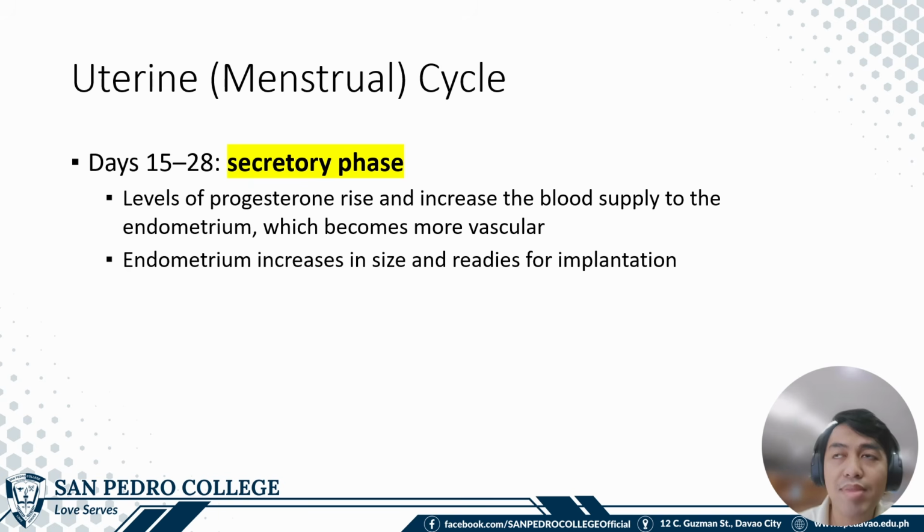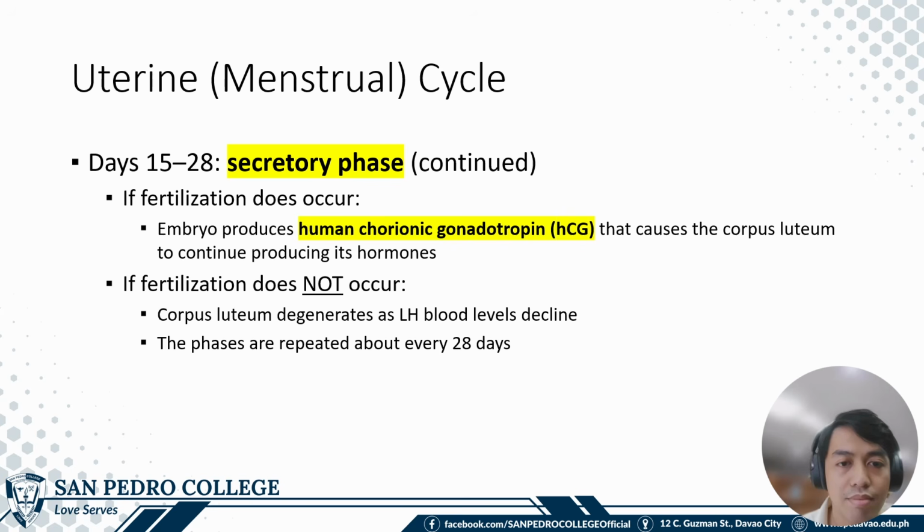At the same time, the thickening of the endometrium is because of the progesterone, which is important during the implantation of the egg cell, so that the egg cell can implant sa uterus.